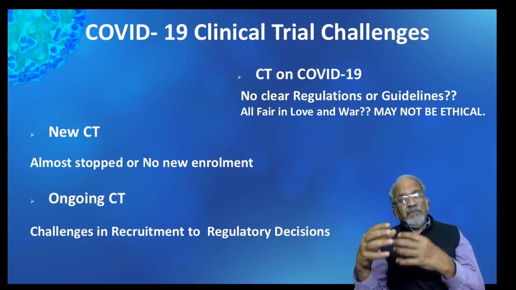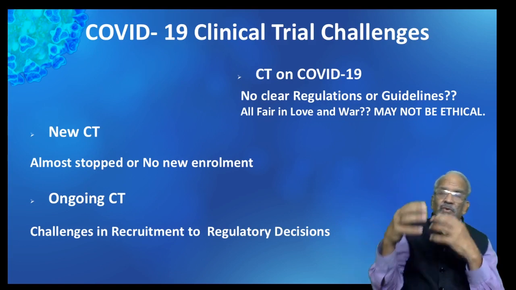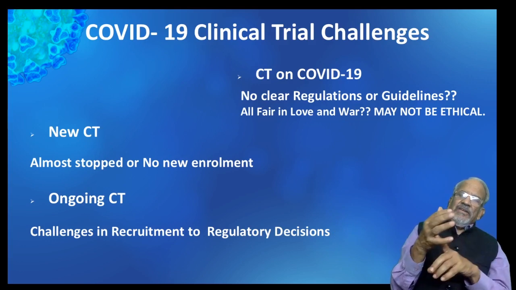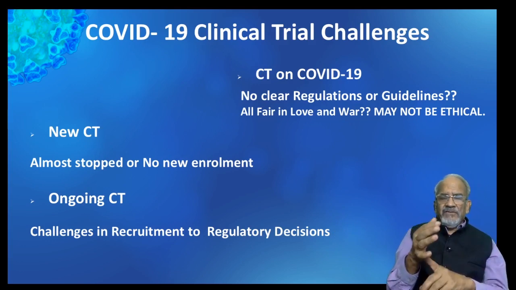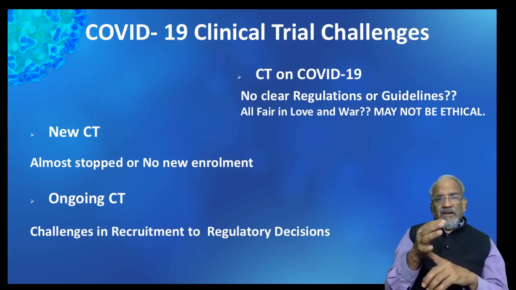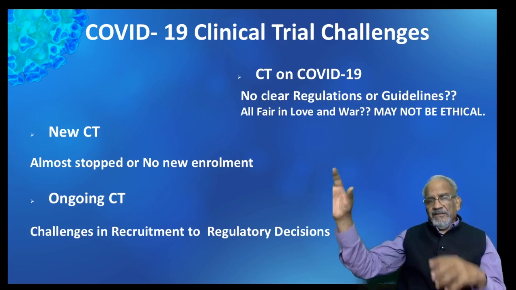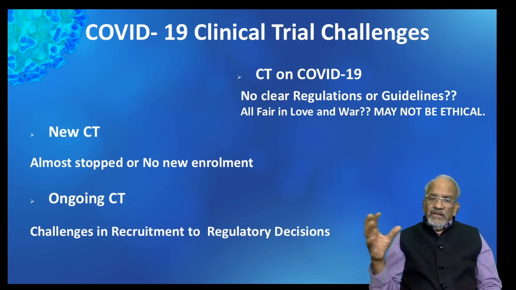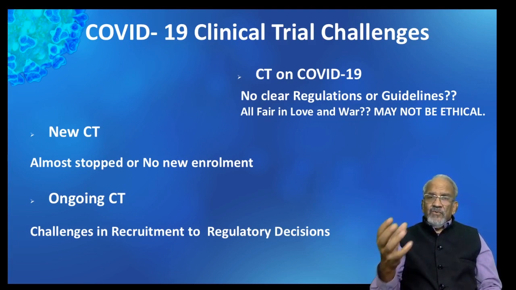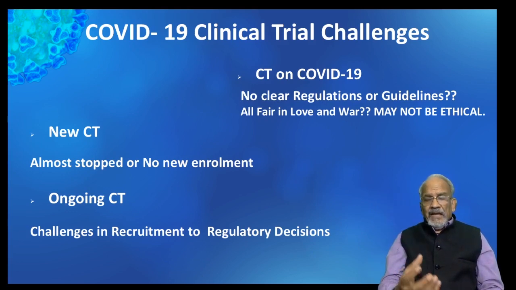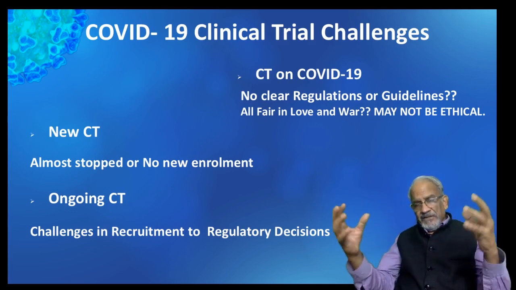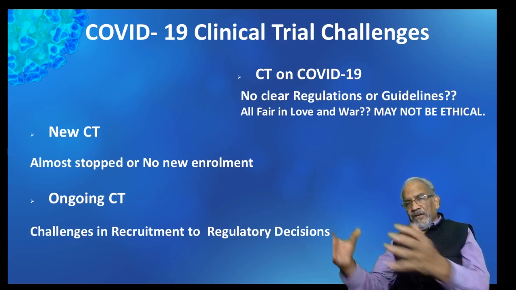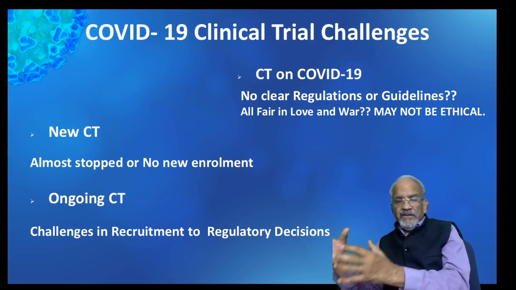The major problem comes with the ongoing clinical trials, maybe for diabetes, for hypertension, for cancer, for psychiatric illnesses. These are chronic diseases, and the trials are important for new drug development. Now, there are challenges starting from recruitment to retention to taking data, and then ultimately to take this data, which is incomplete, to the regulator to make a regulatory decision.